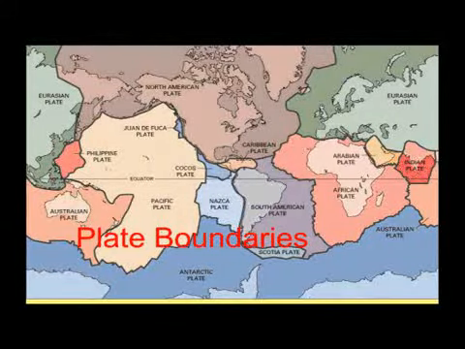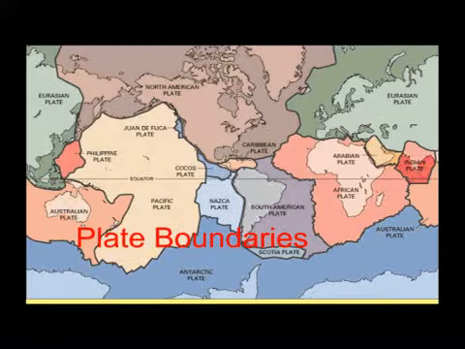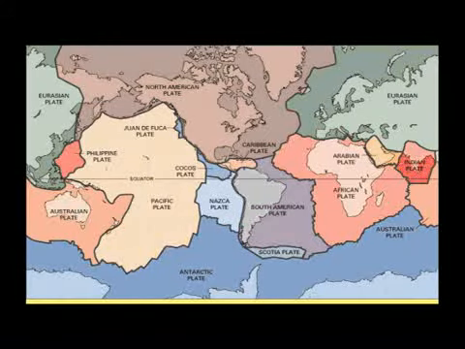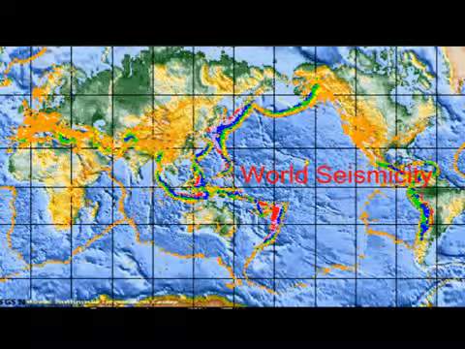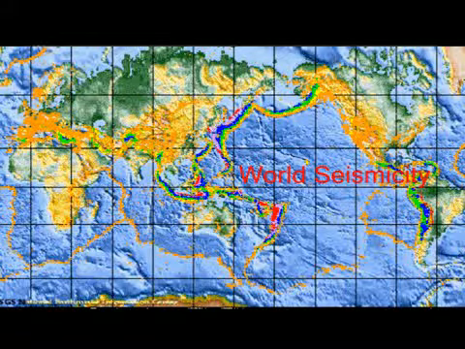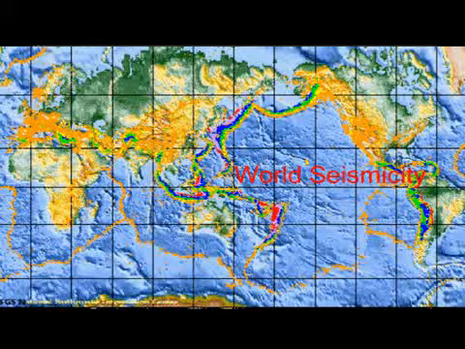Here we see a map of the plate boundaries on Earth. These plate boundaries are marked by large amounts of seismic activity. Almost all earthquakes occur along plate boundaries. An earthquake is said to occur when sudden slip on a fault releases stored elastic energy and radiates seismic waves.